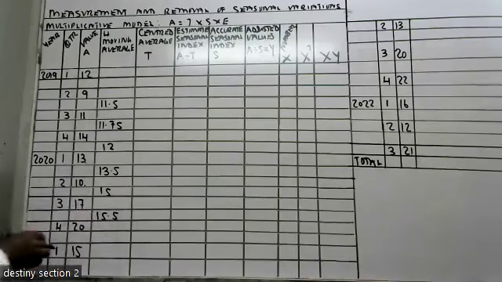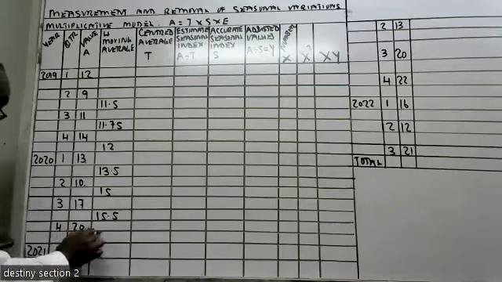You drop 10. Take 17 plus 20 plus 15 plus 13. Divide by 4. 16.25.